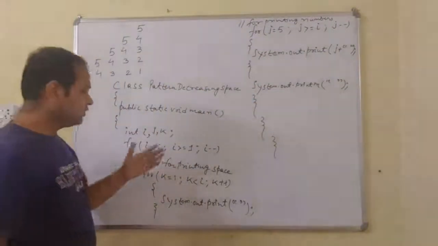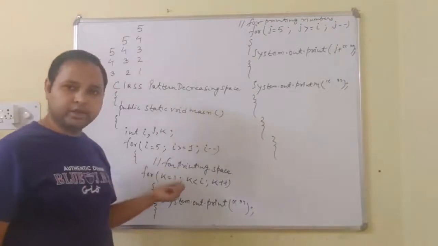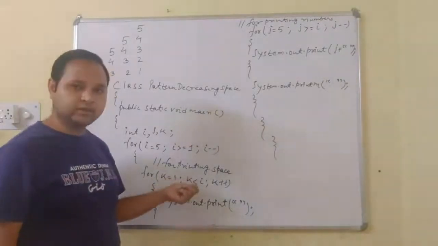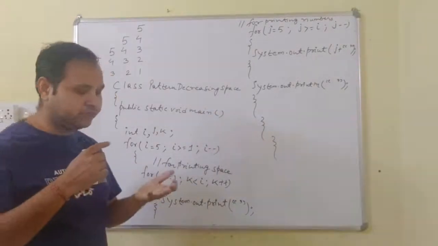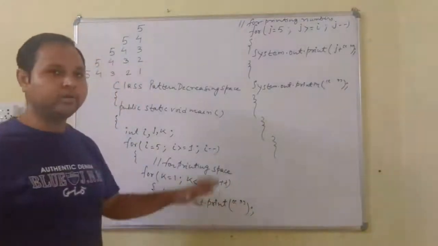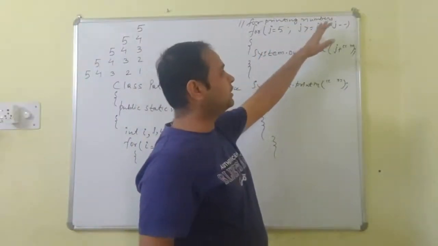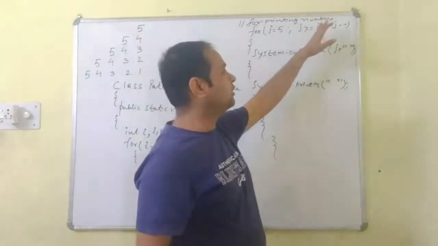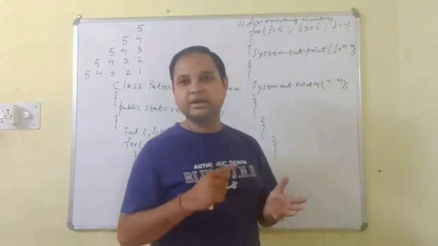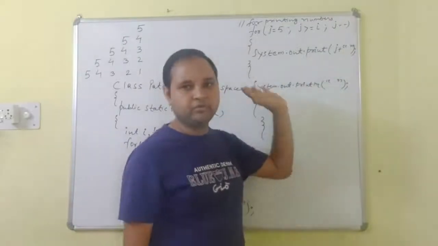Then the next time the i value is decreased to 4. The k loop runs from k initialized with 1, k less than i, means 1 less than 4. So it will run for k equals to 1, k equals to 2, k equals to 3, meaning it will print 3 spaces. The j loop is initialized with 5, j greater than or equal to i means j greater than or equal to 4. So this will run at j equal to 5 and at j equal to 4. So it will print 5 and 4.